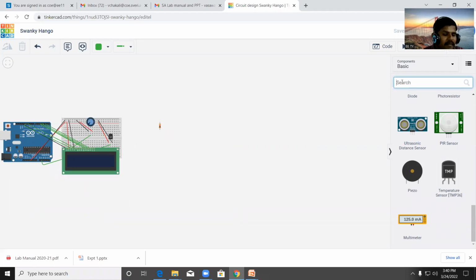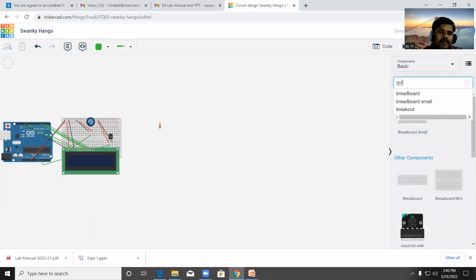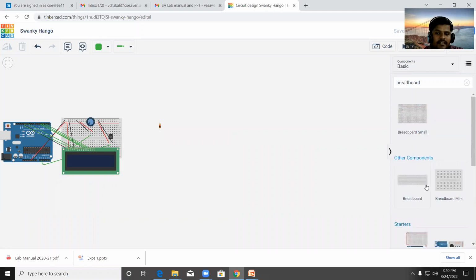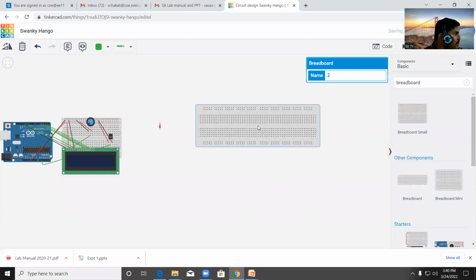Suppose I require a breadboard, search for the breadboard directly. Click and drag that breadboard onto the design window, and as per our connection diagram, do the connection. As per the connection, pin numbers are given. We connect one microcontroller, or we may take an Arduino.